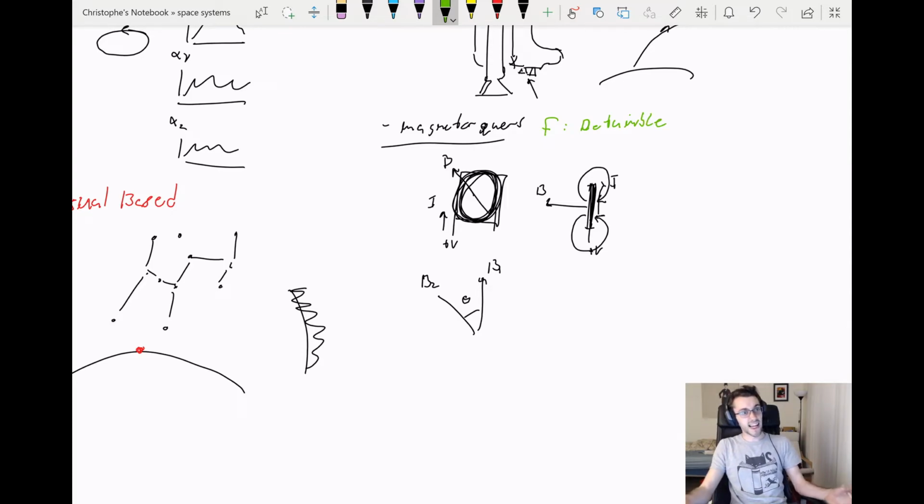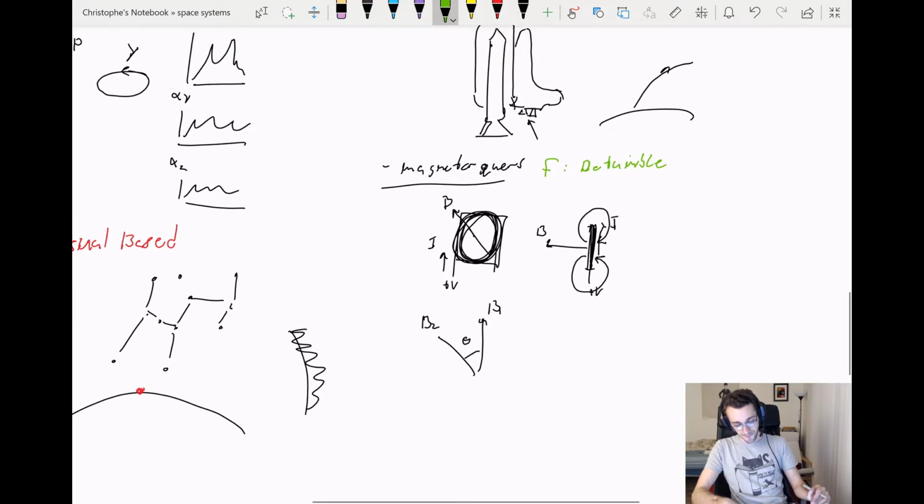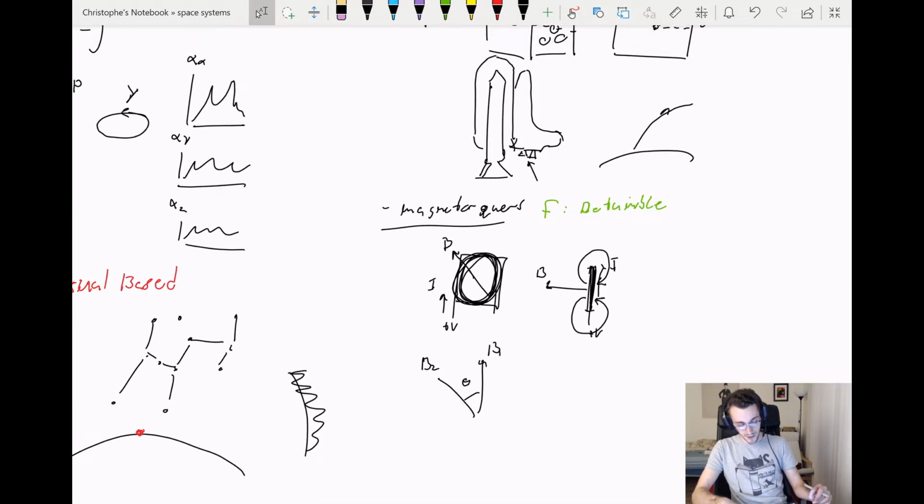So if you can't actively control it with other systems and you just want to slow it down a little bit, enough for other active control systems maybe down the road to take over, just switch on your magnetorquers and let it be, which is a really nice thing.